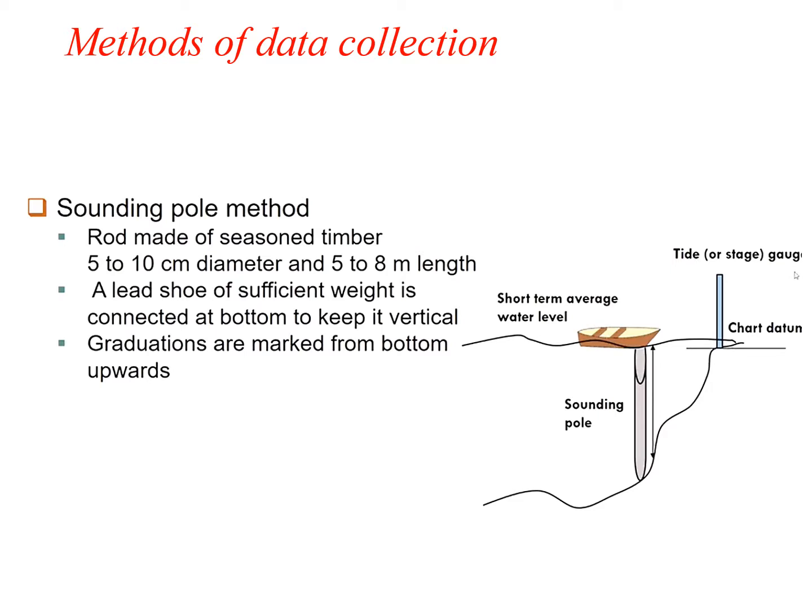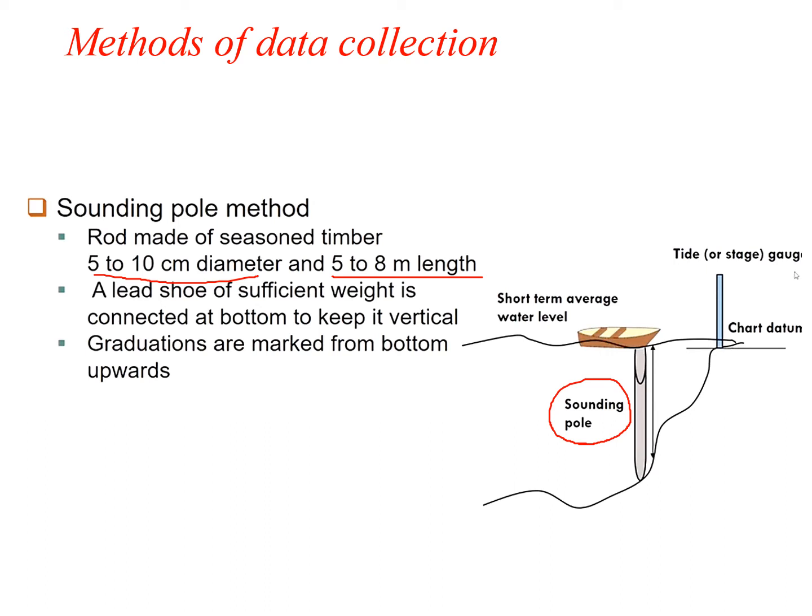Now there is a sounding pole method. This one is not a rope but a rod. This is called a sounding pole, and this one is also calibrated. This rod is made of seasoned timber, 5 to 10 centimeter in diameter, and it is possible to only submerge or drop it into water for 5 to 8 meter height. So this depth is also limited.